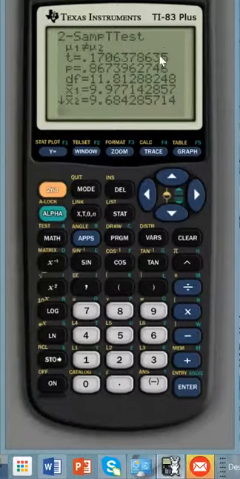And that's about it. So we'd need to do another test or take a look at something else to see if there's a difference.